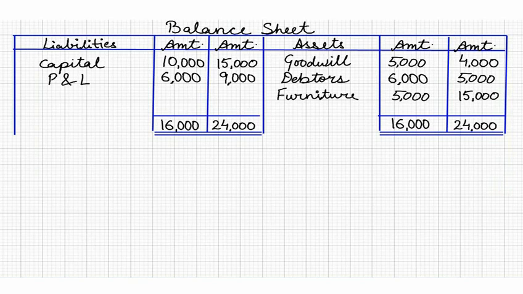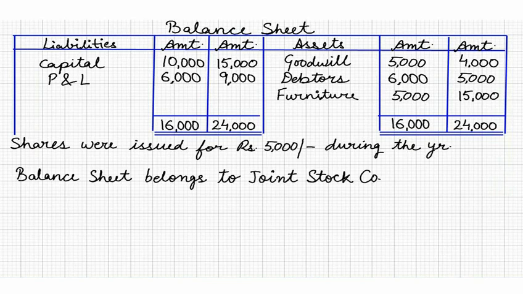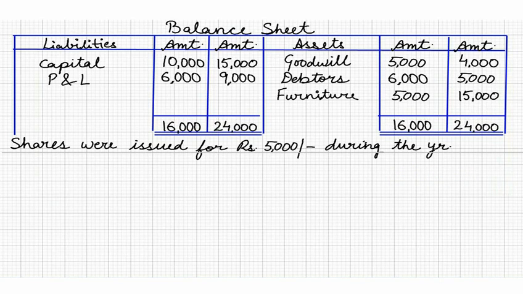And additional information: shares were issued for rupees 5,000 during the year. So one thing is clear, this balance sheet belongs to a joint stock company, not a firm, because a firm cannot issue shares. Anyhow, it doesn't affect us whether this is the balance sheet of a firm or a joint stock company, because our accounting treatment for the cash flow statement is the same. So we'll start taking all the items one by one.